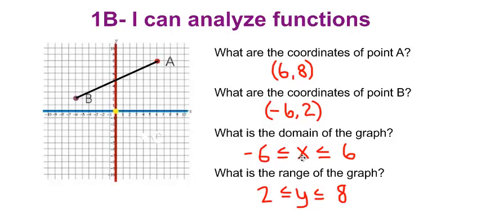For the domain, we're discussing x, so we use this notation. Our smallest number, -6, is listed first, and our biggest number, +6, is listed second. For y, we use the same notation, except we use y instead of x when we're talking about the range. Our smallest value for our range is 2, and our biggest value is 8. So we say 2 is less than or equal to y, which is less than or equal to 8. Again, if you want more help with coordinates, domain and range, or quadrants, please review the 1B video.